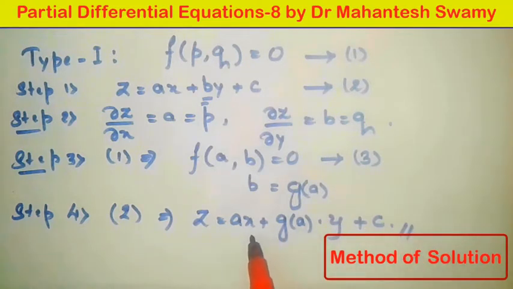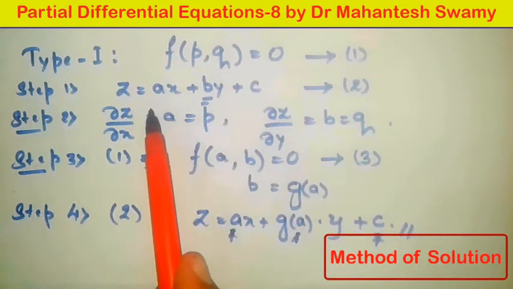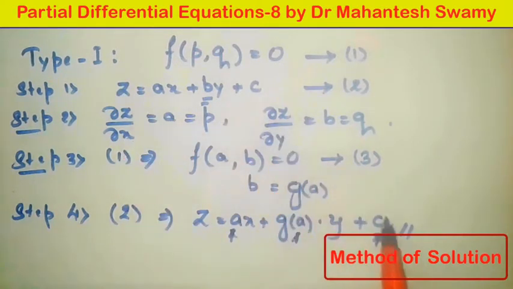Why is it the required complete integral? Because how many arbitrary constants does it have? Two arbitrary constants. This is a, and here also a will be there, and here one more, c. So the number of arbitrary constants is 2, and the number of independent variables appearing in the differential equation is 2. Therefore such a solution is called the complete integral of the given partial differential equation.